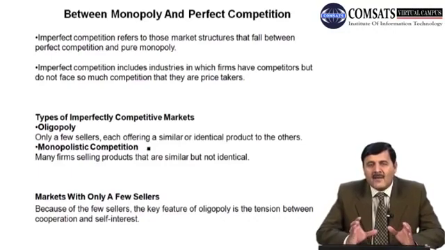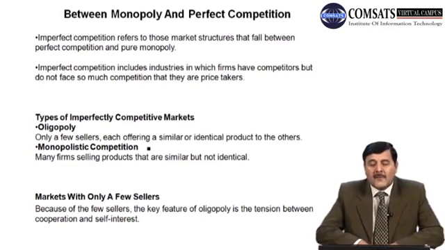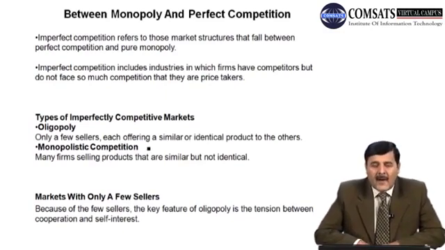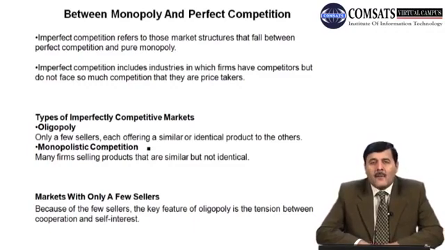So we can say that it is the market structure where there are many firms in the industry. Now imperfect competition includes industries in which firms have competition but do not face so much competition that they are price takers. So there is competition in the case of imperfect competition, but it is not like perfect competition, and we cannot say that firms are price takers. Now there are two types of imperfectly competitive markets. One is the oligopoly, the other is monopolistic competition.